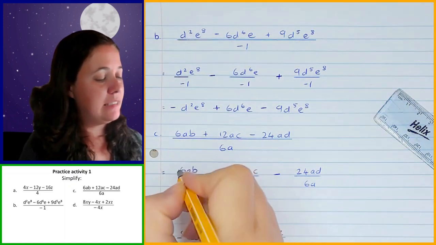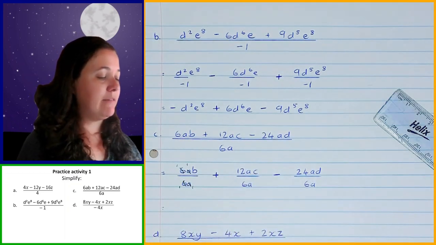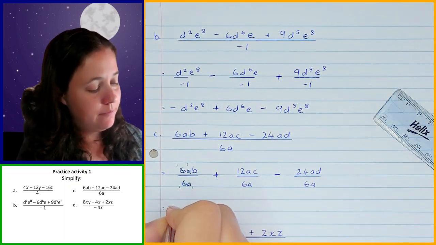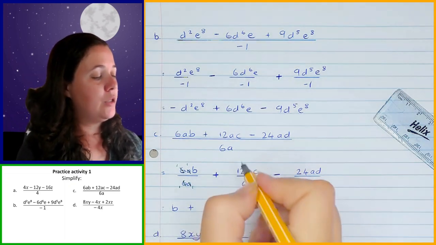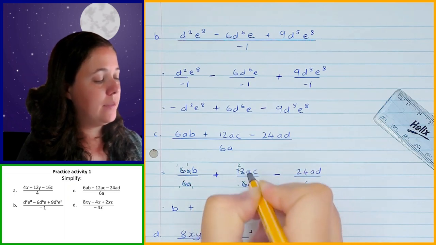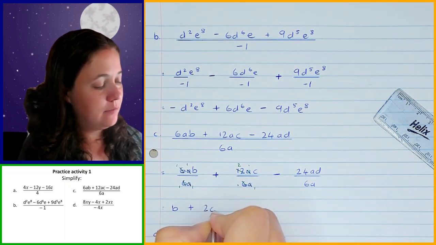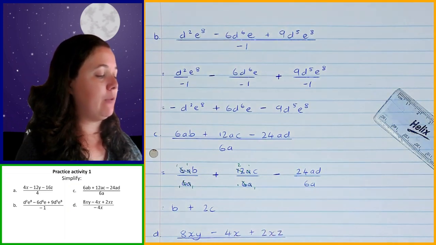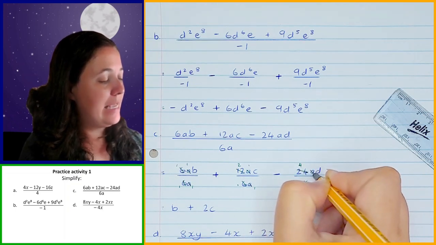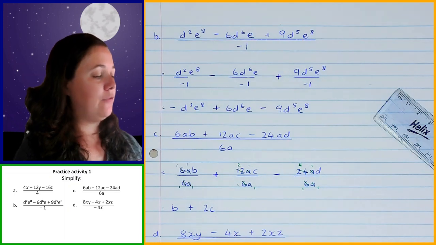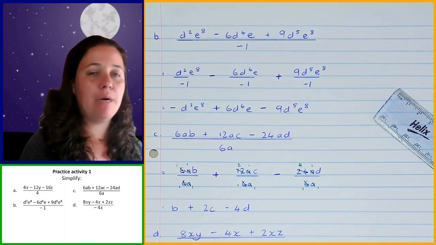So over here, the 6 and the 6 cancel, give me 1 and 1. The a and the a also cancel, give me 1 and 1. And that leaves me with 1b over 1, or just b. Then I've got a positive divided by a positive is plus. The 12 and the 6 simplify to give me 2 and 1, and the a's cancel. And that gives me 2c over 1, or just 2c. Then I've got a negative divided by a positive, and 24 and 6 simplify to give me 4 and 1, and the a's cancel. So that gives me minus 4d. So for question C, you should have got b plus 2c minus 4d.